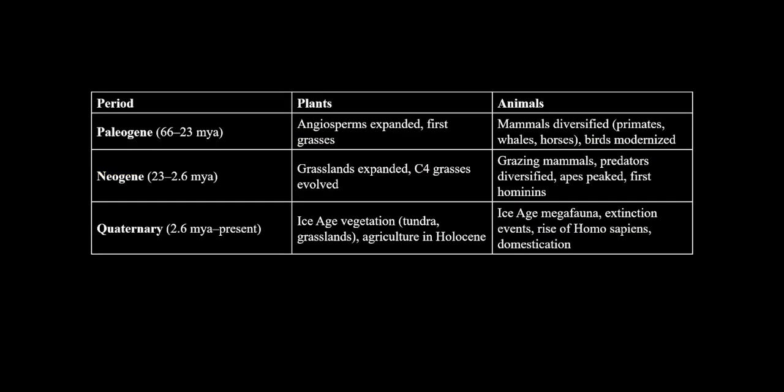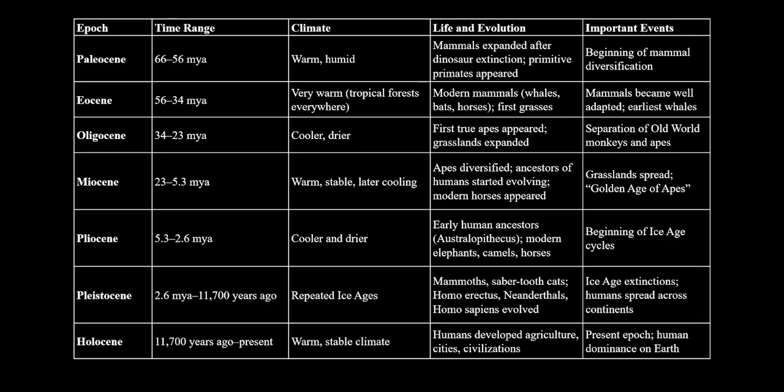Here is the concise form of all these periods, and you can see what changes were observed in which period. Then the last unit, the smallest unit of the geological time scale, which is the epoch. First, second, third, fourth, fifth, sixth, and seventh.